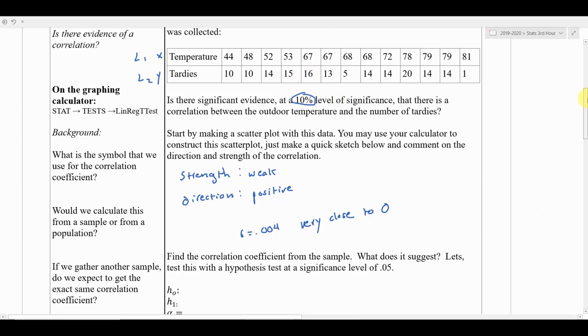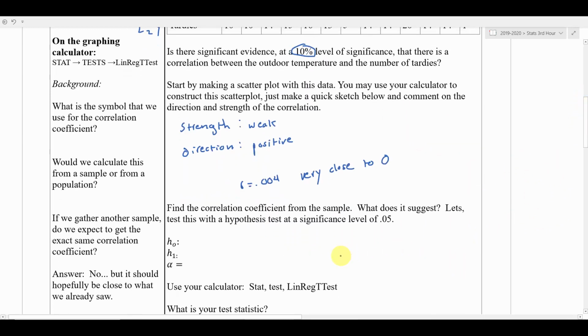Okay, but we're going to go ahead and run what's called a hypothesis test for this to verify at a 10% level of significance that we do or do not have a correlation between these two variables. This is how we formally do it in statistics before we can make any predictions, before we can talk about the relationship between two variables. We run a hypothesis test to make sure.